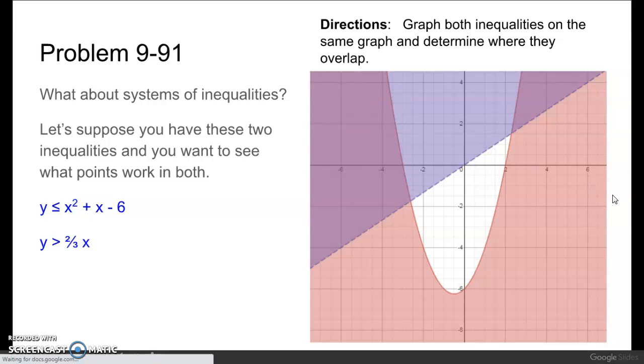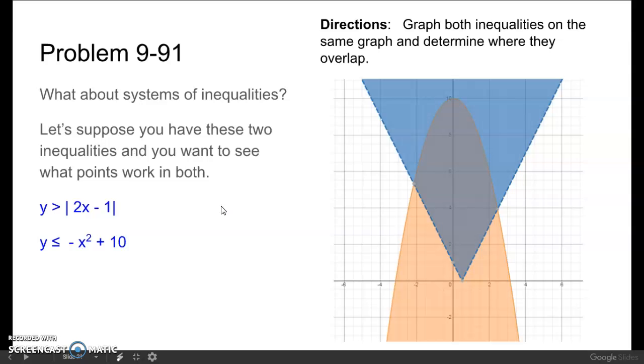Let's take a look at one last one. In this situation, I have graphed both of these inequalities. I decided to do one that was an absolute value function. So y is greater than the absolute value of 2x minus 1. And remember, absolute value functions show up like the letter V. It's kind of like a cone shape. So this blue portion, not on the actual lines themselves because it's dotted, but this blue portion is what works in this equation.